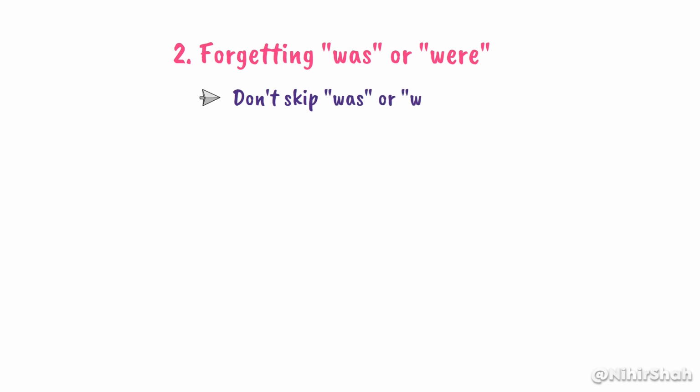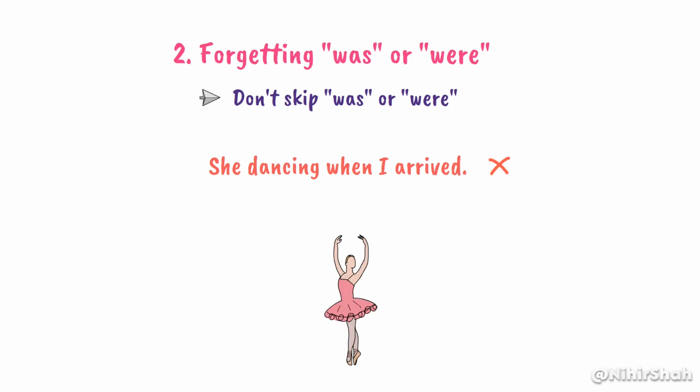Number 2, forgetting was or were. Make sure not to skip was or were in forming sentences. For example, she dancing when I arrived. This sentence is incorrect. The correct sentence will be, she was dancing when I arrived.